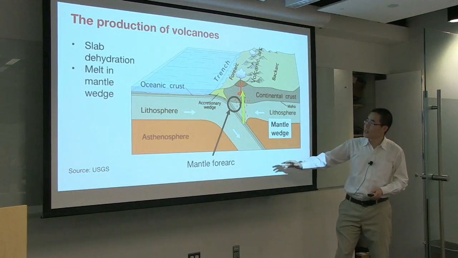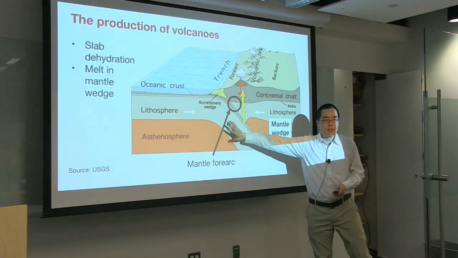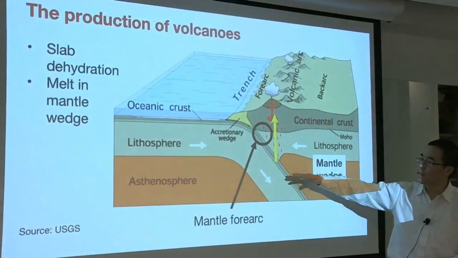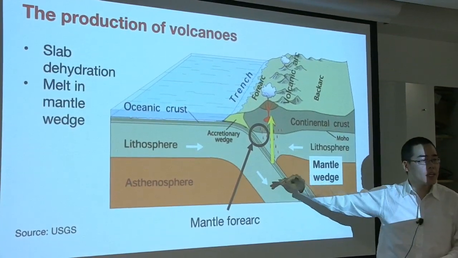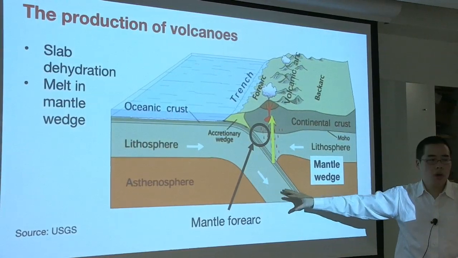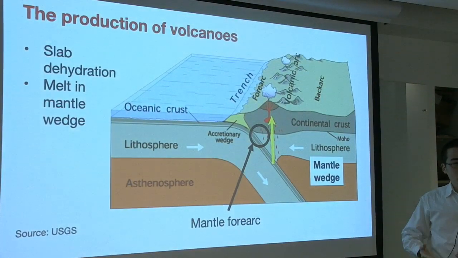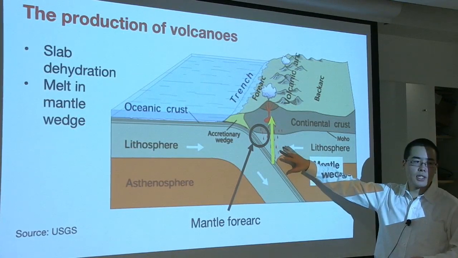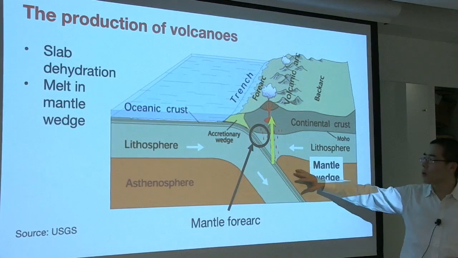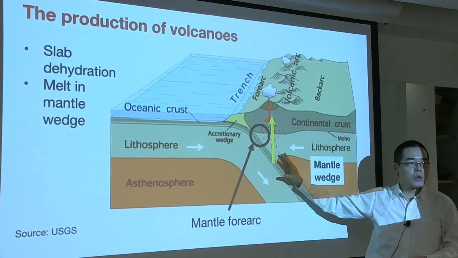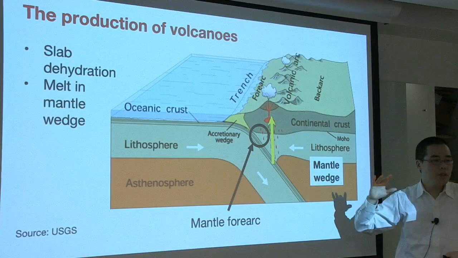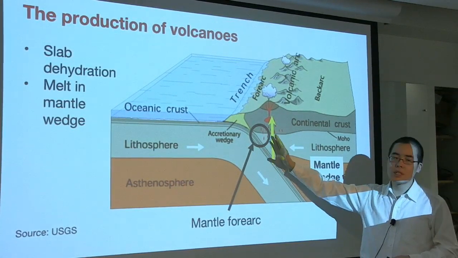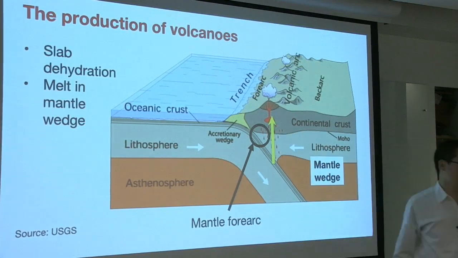But more importantly, when you're subducting the oceanic plate underneath the continental plate, at depths of about 80 kilometers or deeper, the temperature starts to increase and the plate starts to release water into the mantle wedge. With the addition of water, the mantle material starts to melt, or the melting temperature is lowered. And then you have magma generation and then erupting at the surface as volcanoes.